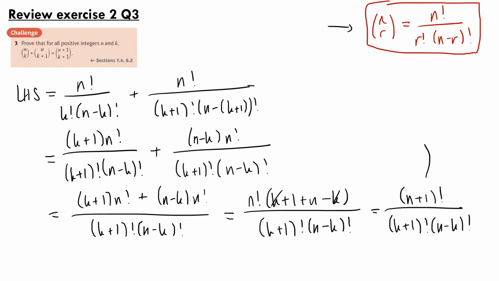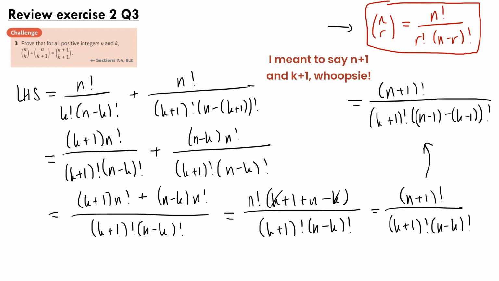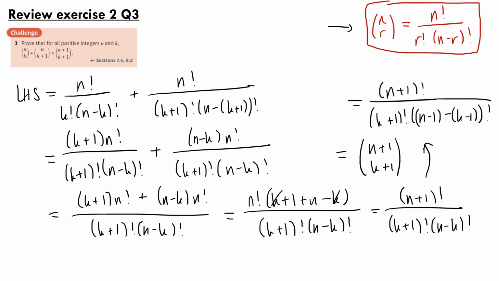And here, if we rewrite n minus k factorial as n plus 1 minus k plus 1 factorial, so the ones will cancel, then what we're left with is the formula for n plus 1 choose k plus 1, which is exactly what we wanted to prove. So this is equal to the right-hand side as required.